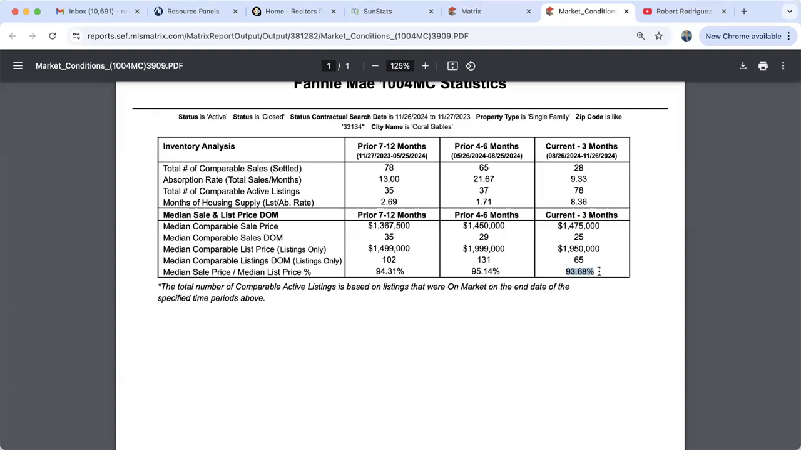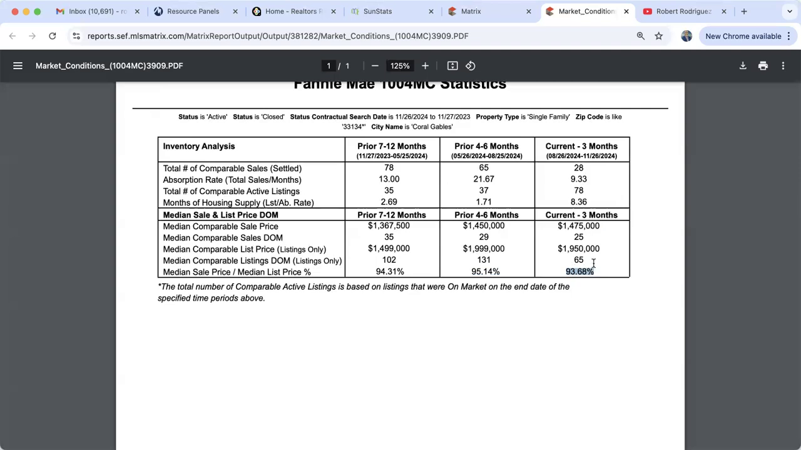Once upon a time, in a very hot seller's market, you would see in any market you study properties being sold above asking price. So you would see this number like 101% or 102%. All right, that's not the case anymore, especially in the last year. You're looking at 94.3%, 95%, and now 93.6% of the original price.